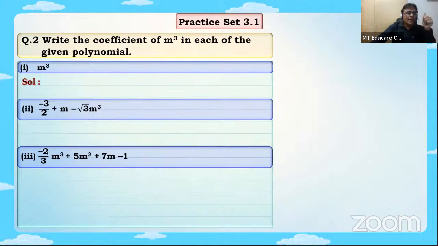If no number is there, I will say it is 1. जिसका कोई नहीं है उसका एक है. So I'll write here it is equal to 1. So the coefficient of m cube is equal to 1.